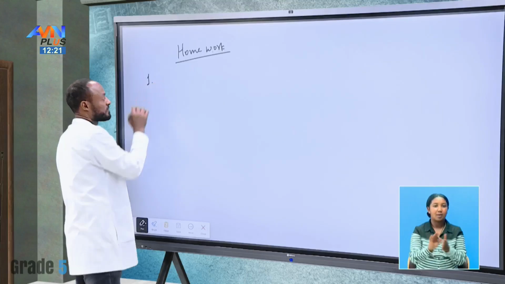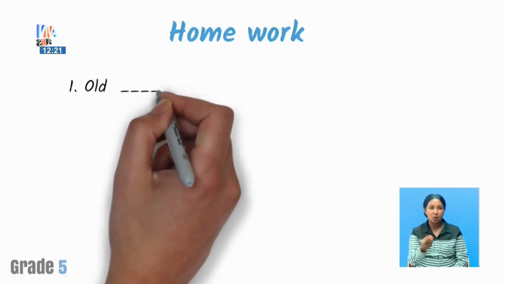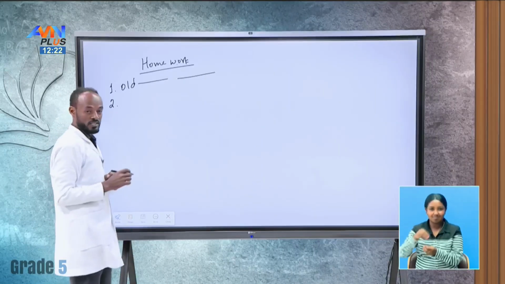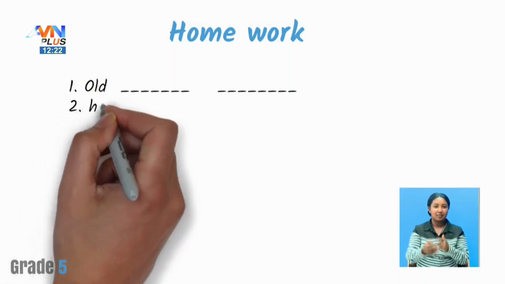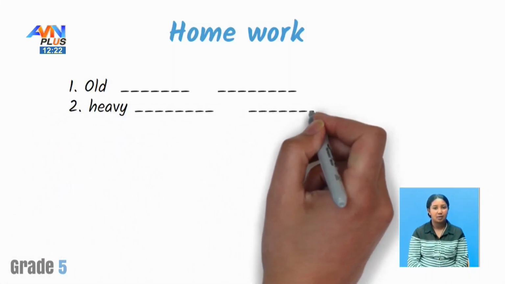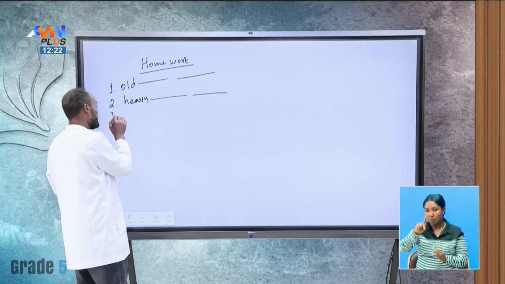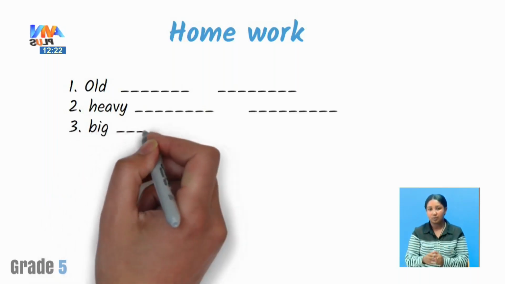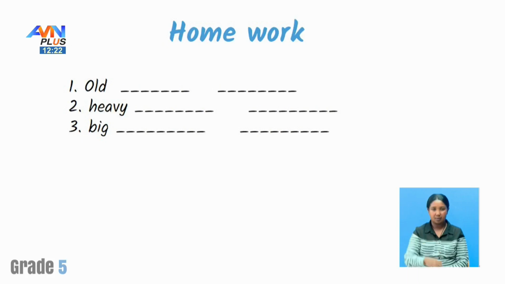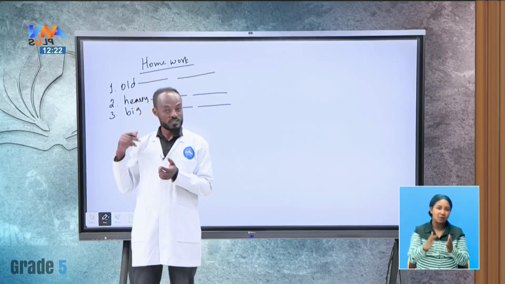Number one, old. Its comparative and then its superlative should be written here. The second, heavy. You have to write their comparative and superlative forms here. And the third one, big. And you have to write the comparative and the superlative forms of these words.